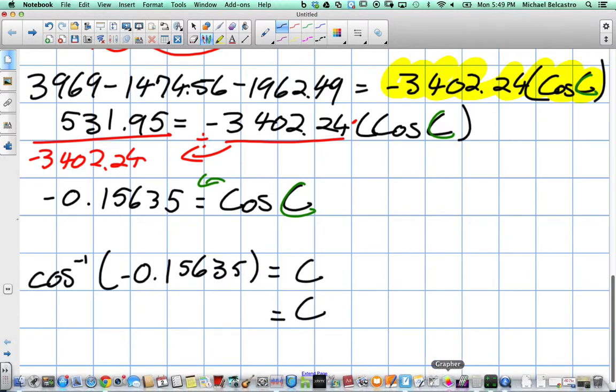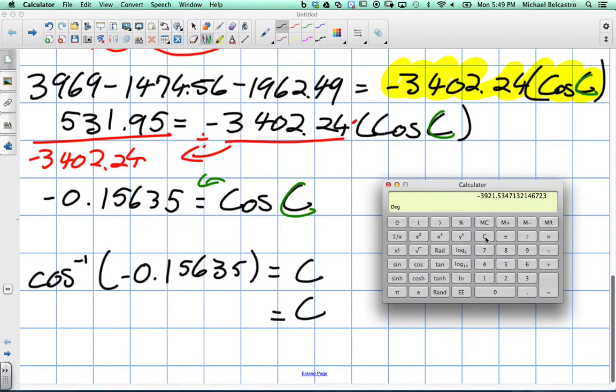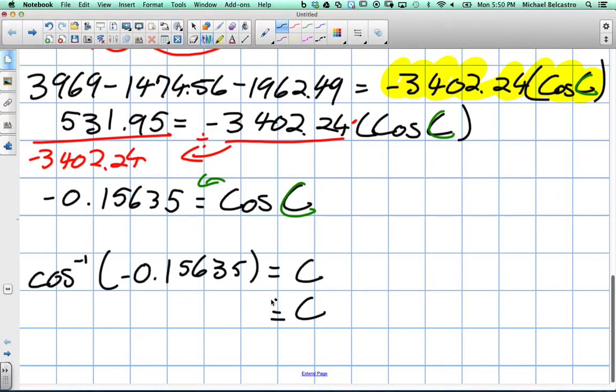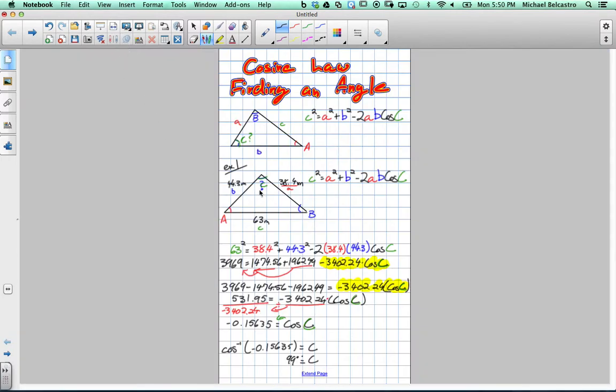So then we take that number. I have to punch it in. In my calculator, I have to punch the number in first and then do cos inverse. 0.15635 when it's negative, and I do shift cos, equals 98.9. So I'm going to round it to approximately 99 degrees. So a lot of work just for that unknown angle. That angle there turned out to be 99 degrees in this question.